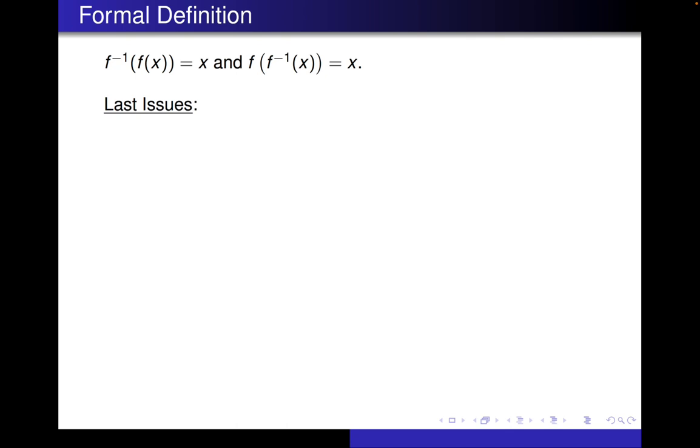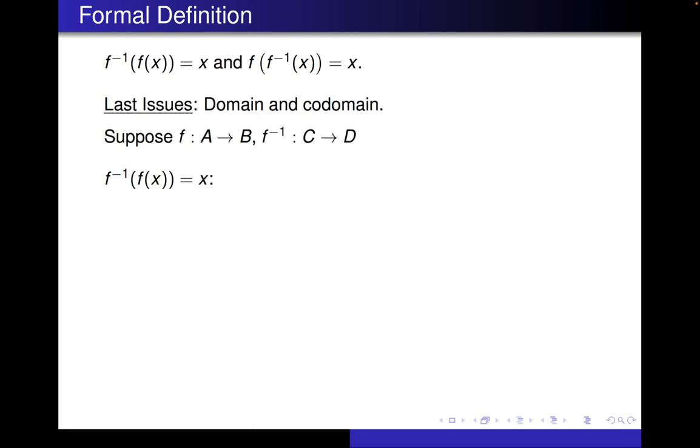Last formal issues that we have to take care of, of course, we have to worry about the domain and the codomain, especially since we're talking about a composition of functions. So for our domain and codomain, we have f going from A to B, f inverse going from C to D. We've done this before. Now we're going to say that f inverse of f of x equals x, which means we're taking the composition f inverse circle f.